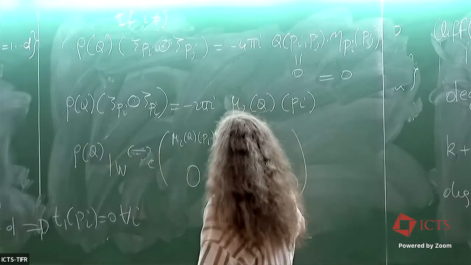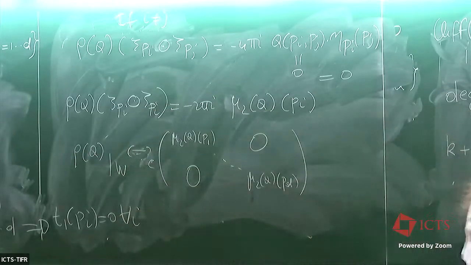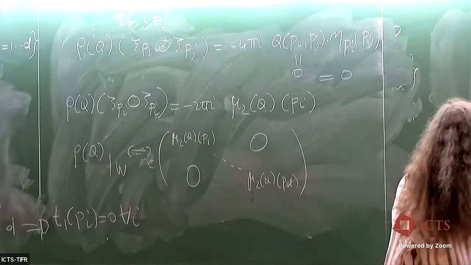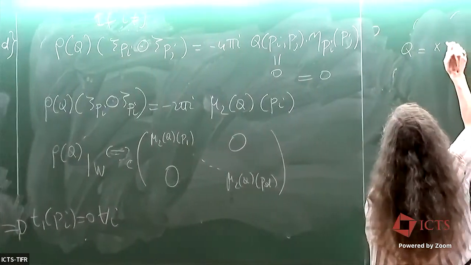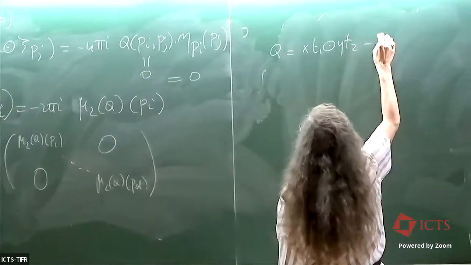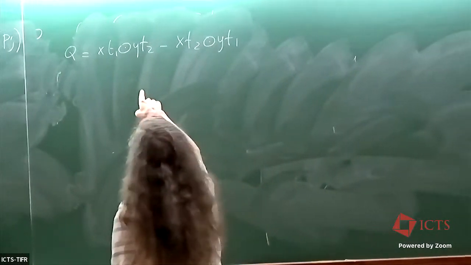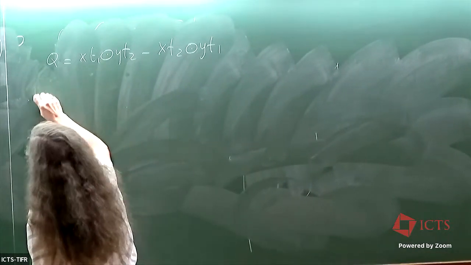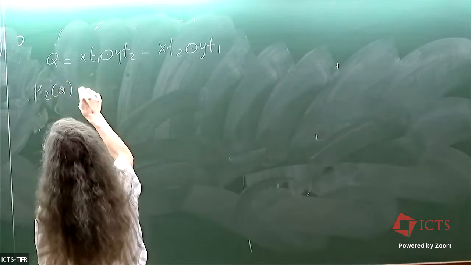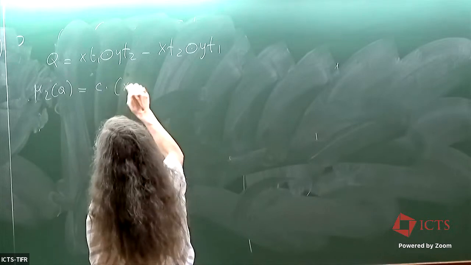Okay, now we want to estimate the rank. So we want to show that these are all non-zero. And to do this, we have to compute the second Gaussian map. But it is an easy computation using the formula. So the quadric Q is x t1 y t2 minus x t2 y t1. Okay. So one uses the expression of mu two of Q as a constant times this.